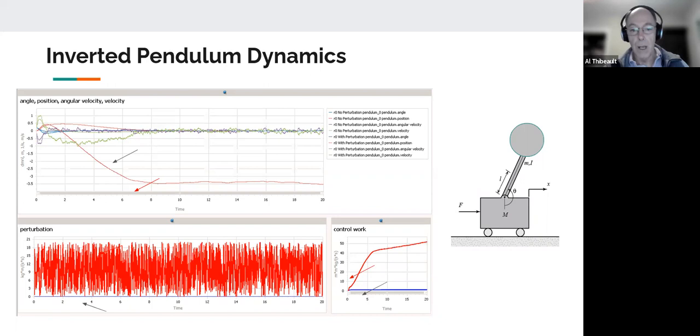But when there are perturbations on the top graph, you can see a bit of an upward motion on the long red line, and then it drops down to about -3.5.